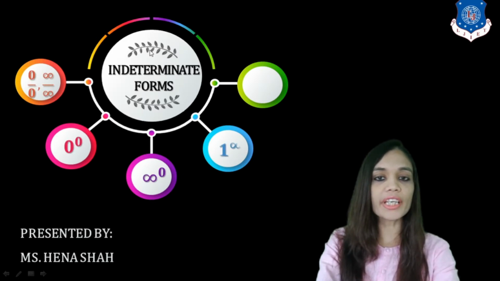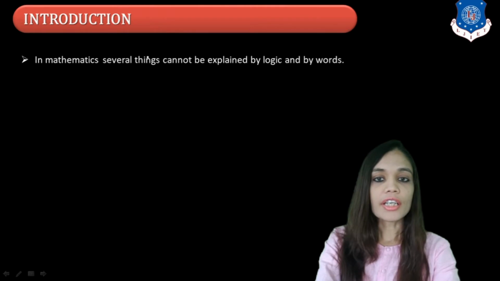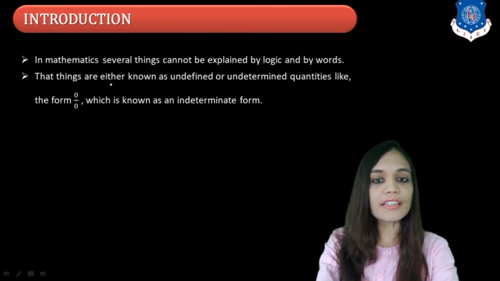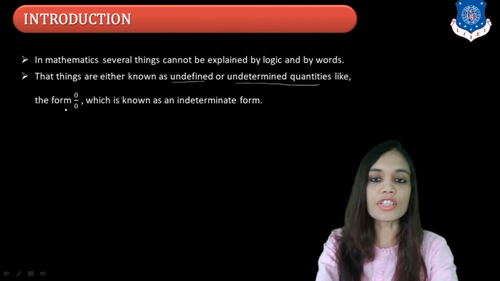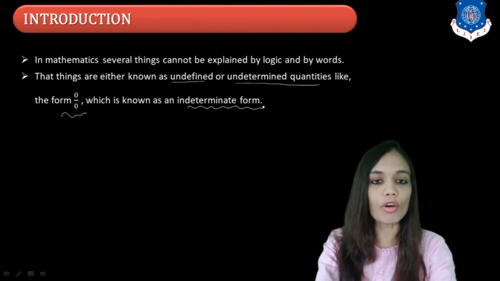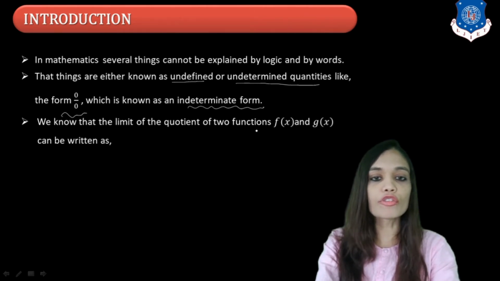Today, we are going to begin a new topic named Indeterminate Forms. So, let us begin with its introduction. In mathematics, several things cannot be explained by logic and by words. Those things are either known as undefined or undetermined quantities, like the form 0 by 0, which is known as an indeterminate form, right?